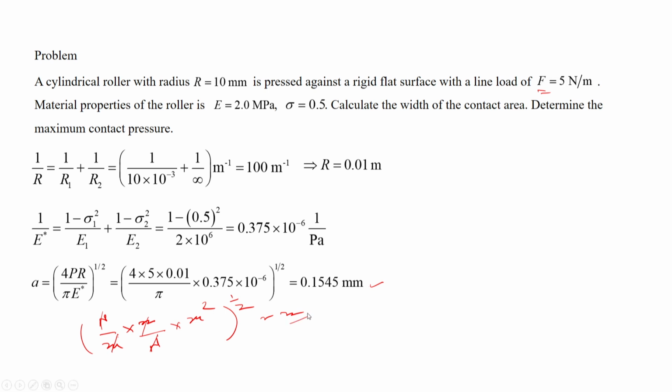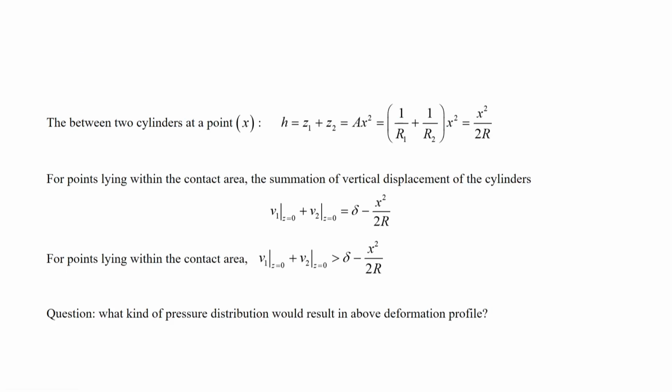So like that, we can check also whether we did correctly or not. Now between two cylinders at any point, as I said, that is h, the gap between the cylinders before they are in contact, it was given by this kind of relation, from the geometry we had described in quite a few lectures back. And for points lying within the contact area, it was like this.